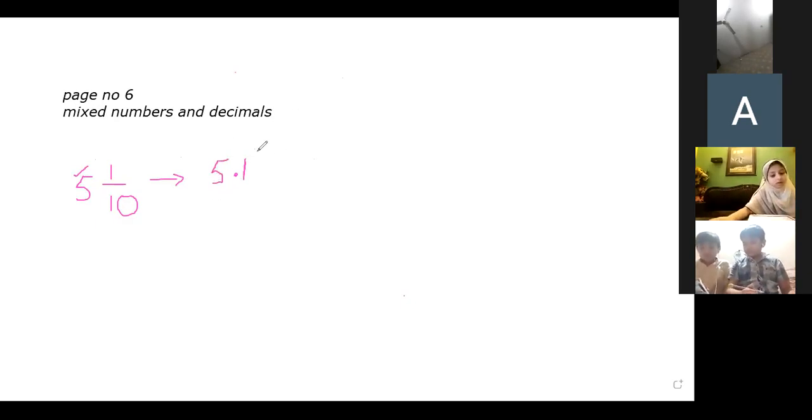So how do I convert a mixed number to decimals? This is very simple. First, I have to write the mixed value, then the point. Then I convert this fraction into the tenths part, that is 0.1. Okay. Now we are going to move on. Question number 1.